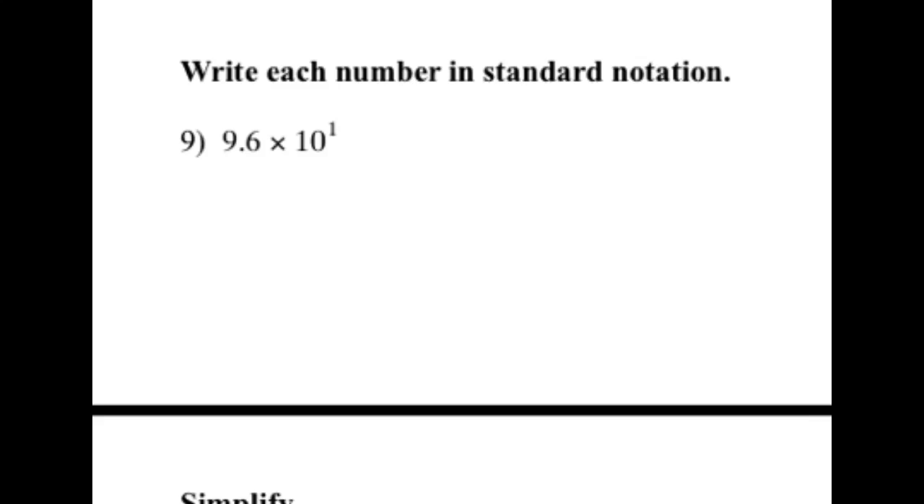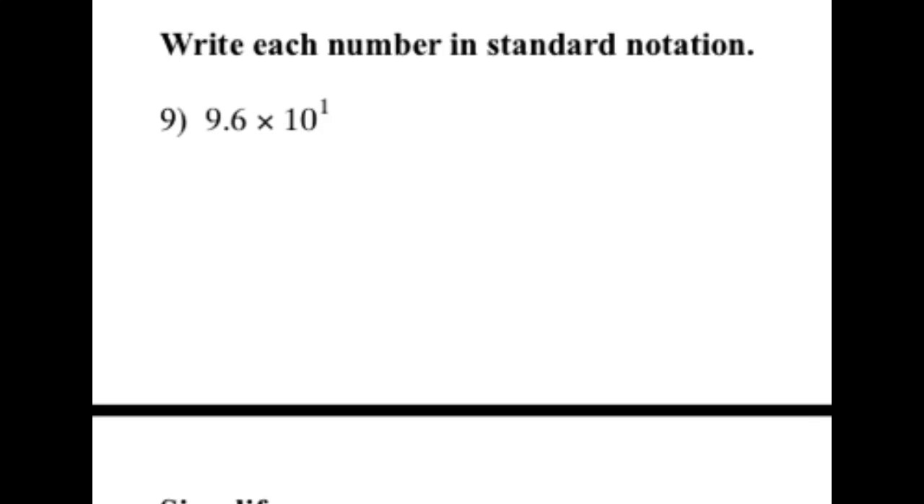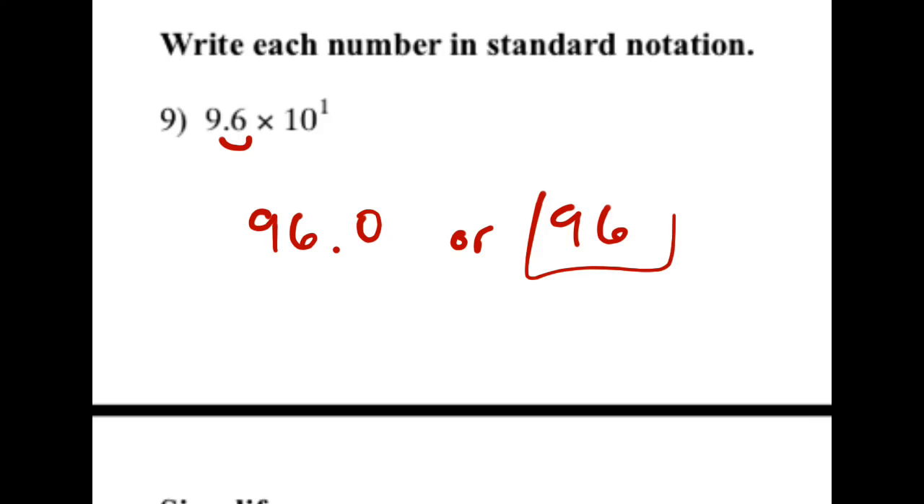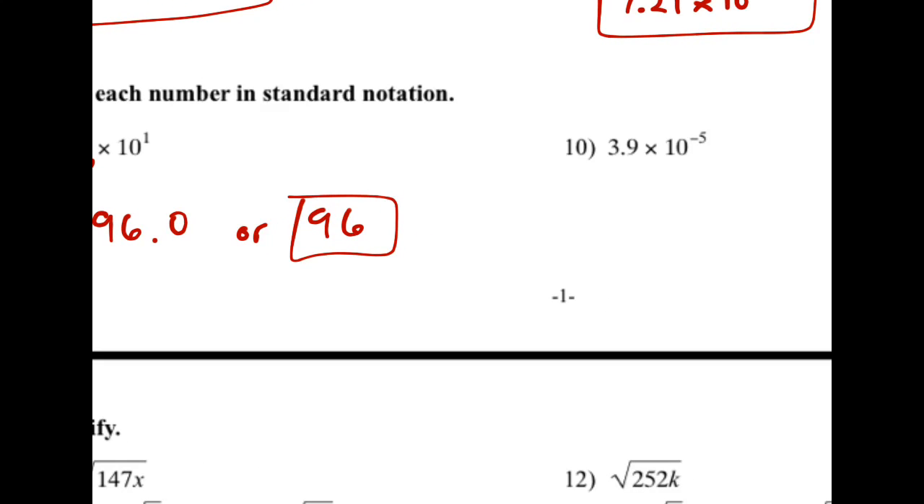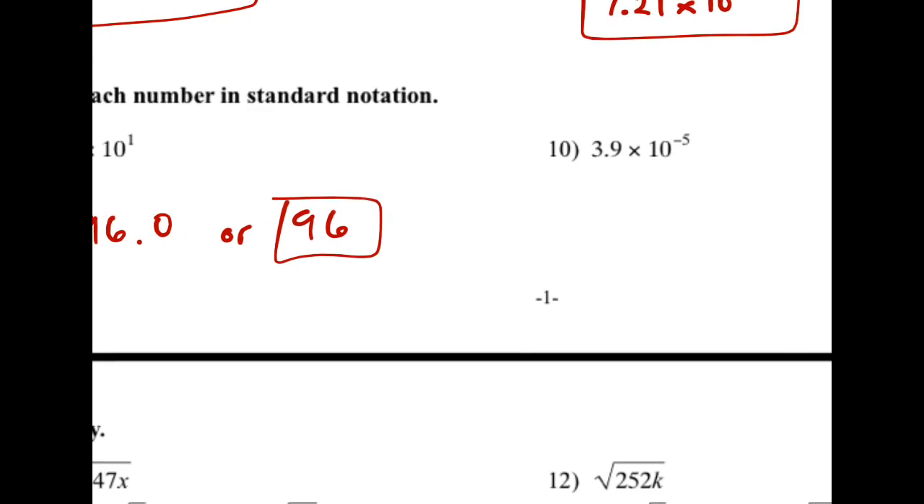Write each number in standard notation. Standard notation just means you move the decimal to the right, so that means move it over. So this is 96.0, or just 96.